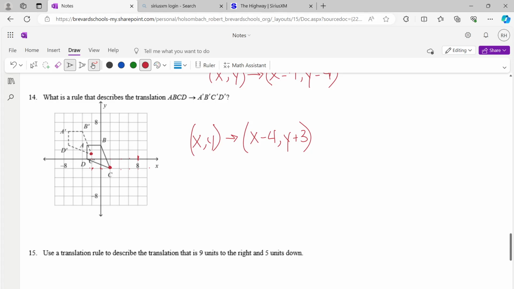And if you want to double check it, just apply this same rule to one other point. If I go to point A and I go left 2, 4, and then I go up 3, 2, 3, I'm at A prime. So if it works for one, it's going to work for all if you wrote the rule correctly the first time. So you may want to check it on one other point.